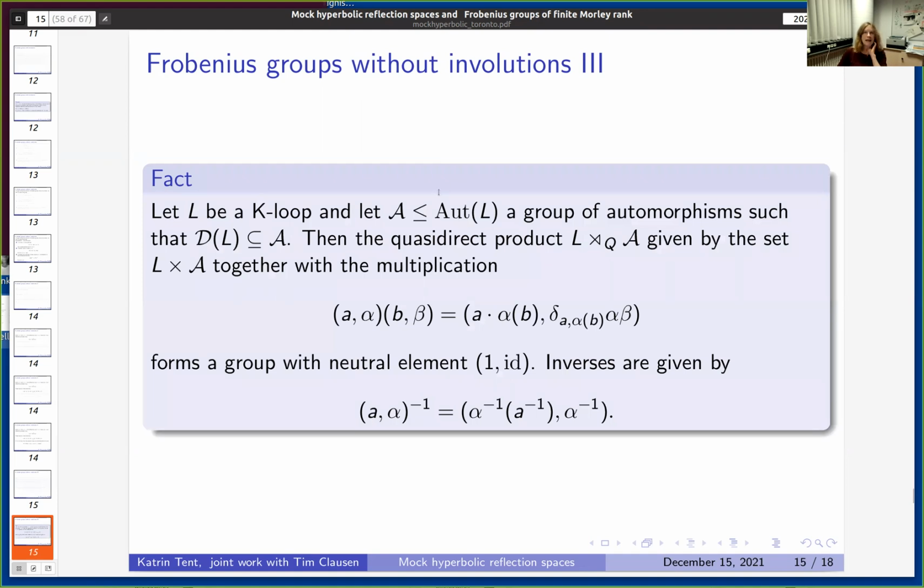If you start with a K loop and you end with a group of automorphisms which contains this D of L, so the group generated by the precession maps, then we can define a new group, namely extend L by this automorphism group, and define on this direct product a multiplication in the following form. It's easier to see than to read out, so we multiply them really as a semi-direct product. And clearly the neutral element is 1 and the identity here. And this is important: inverses are given exactly in this form. So the inverse of an element here is of this form.